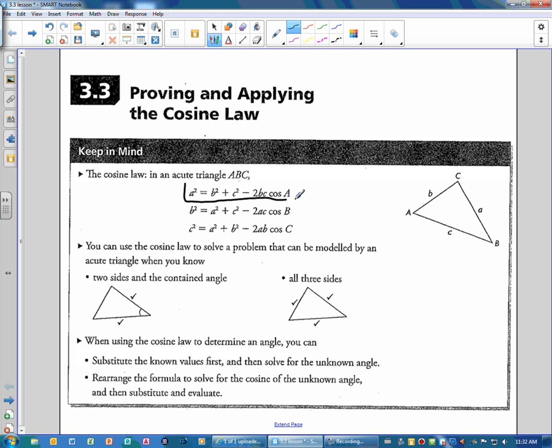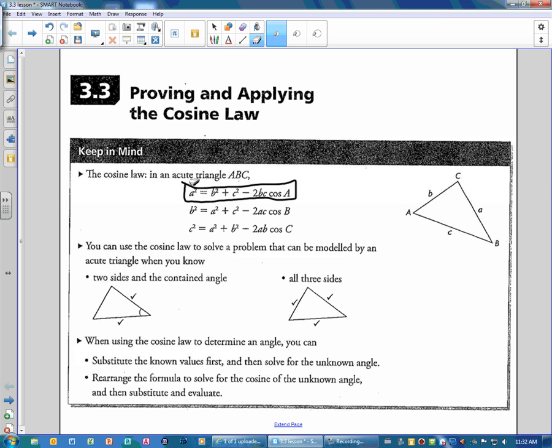a squared equals b squared plus c squared minus 2bc cos A. Now this means take the side length of a and square it. It equals the side length of b squared plus the side length of c squared minus 2 times the length of b times the length of c cos A.